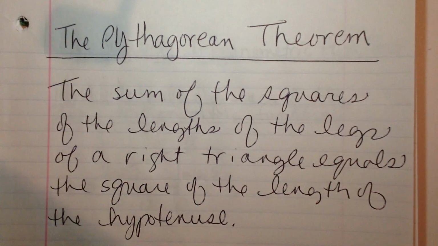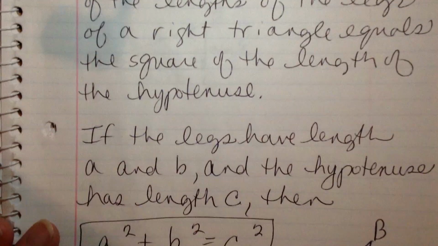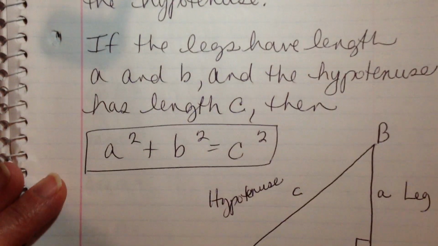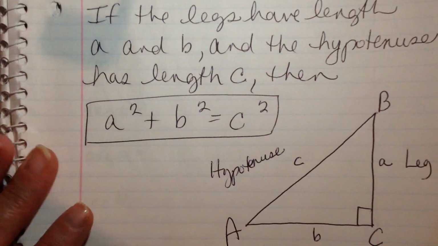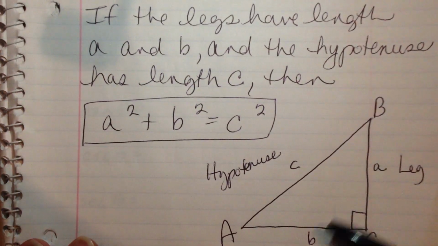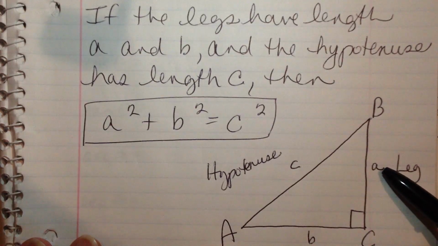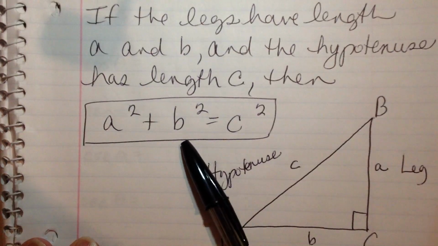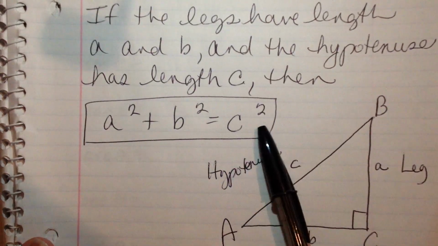The Pythagorean theorem. The sum of the squares of the lengths of the legs of a right triangle equals the square of the length of the hypotenuse. If the legs have lengths of A and B, and the hypotenuse is C, then A squared plus B squared equals C squared.